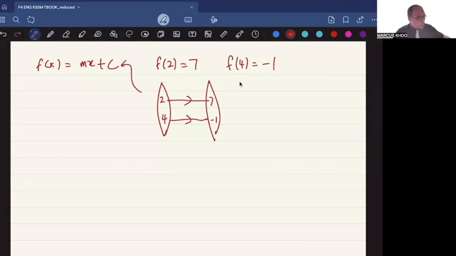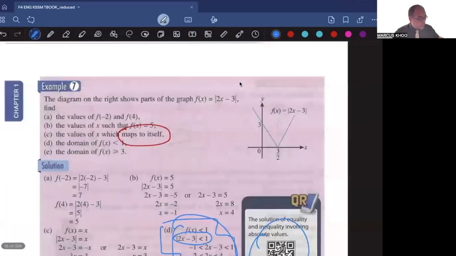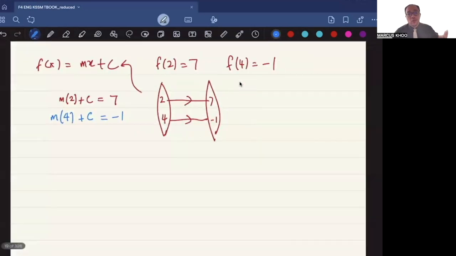Our object is 2. So f(2) equals m, and then we put in the 2, plus c, and we know that the image is 7. Since we have the image, we don't need to put the function at the beginning. Likewise, we do the same thing with the 4. So m(4) + c = -1. The first question is to find the value of m and c. If you see this, you can see that actually it is a simultaneous equation.